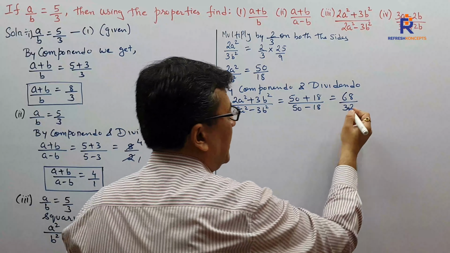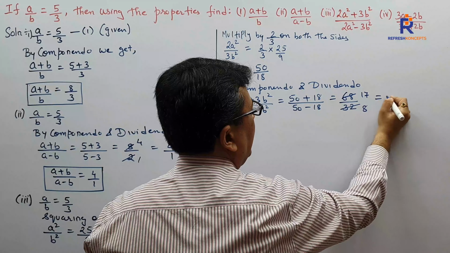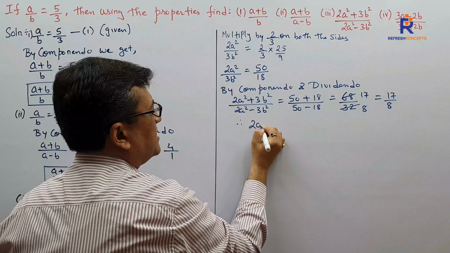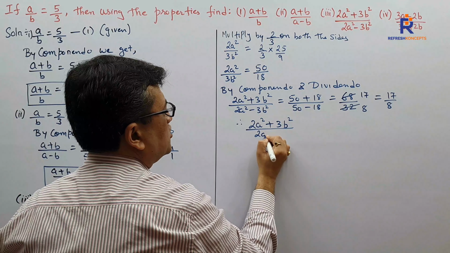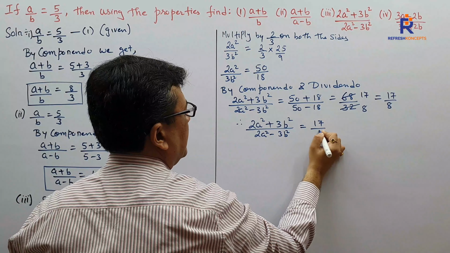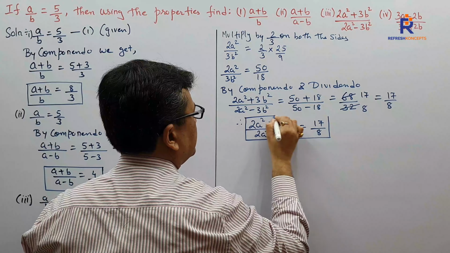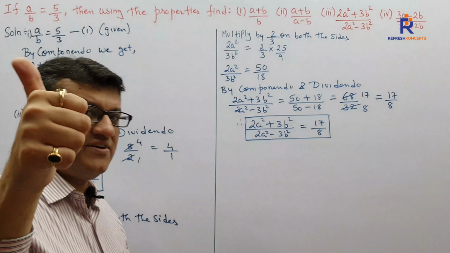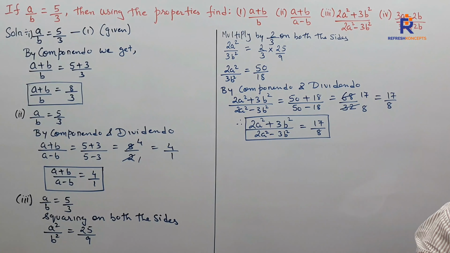If you don't know, I say 4, 8 times 4, 17 times 4. I am left with 17 by 8. Therefore, my final answer: (2a² + 3b²) upon (2a² − 3b²) is 17 by 8. I hope my children are getting it. Once again, ratio, power, coefficient, dendo.